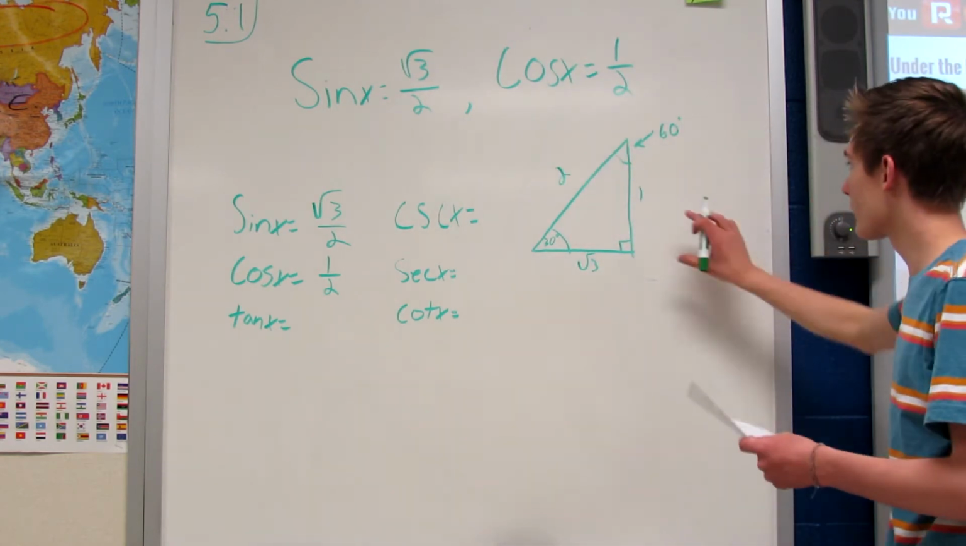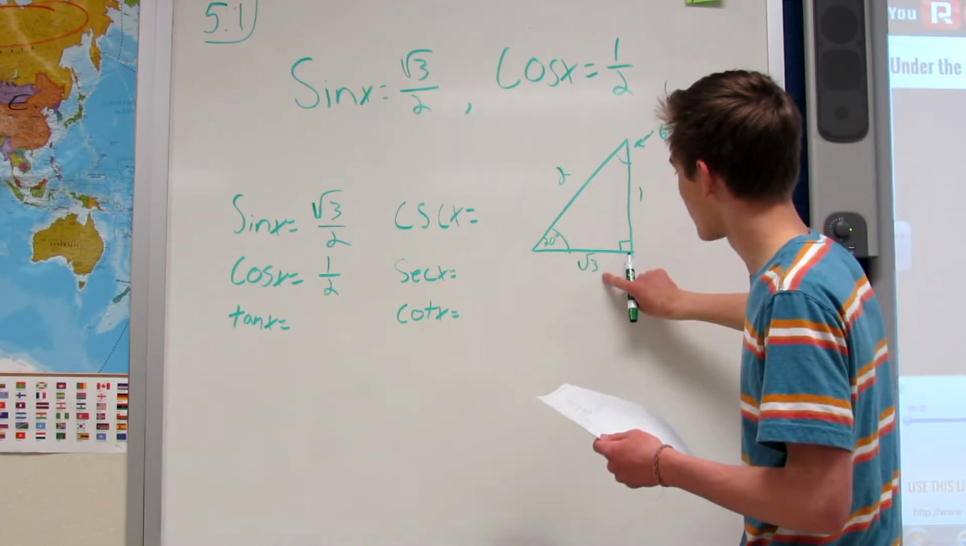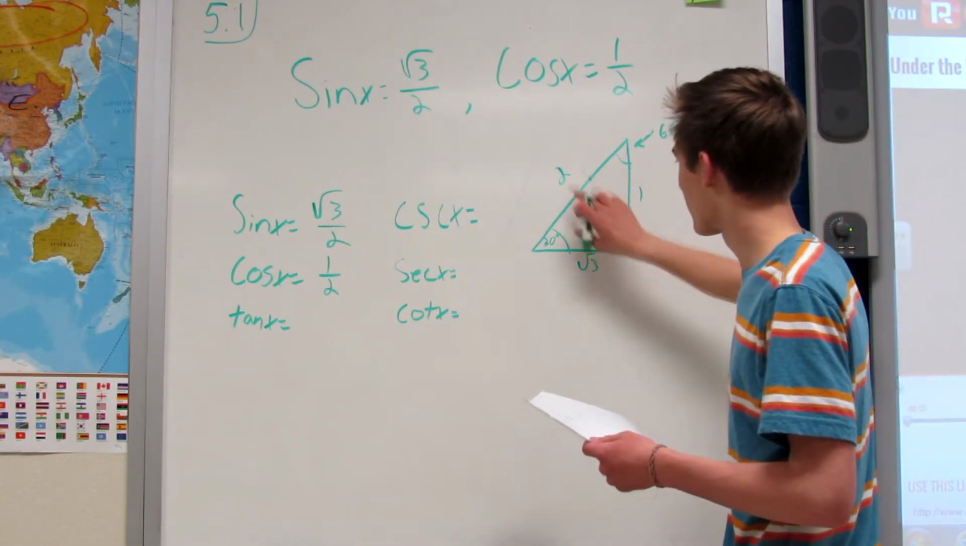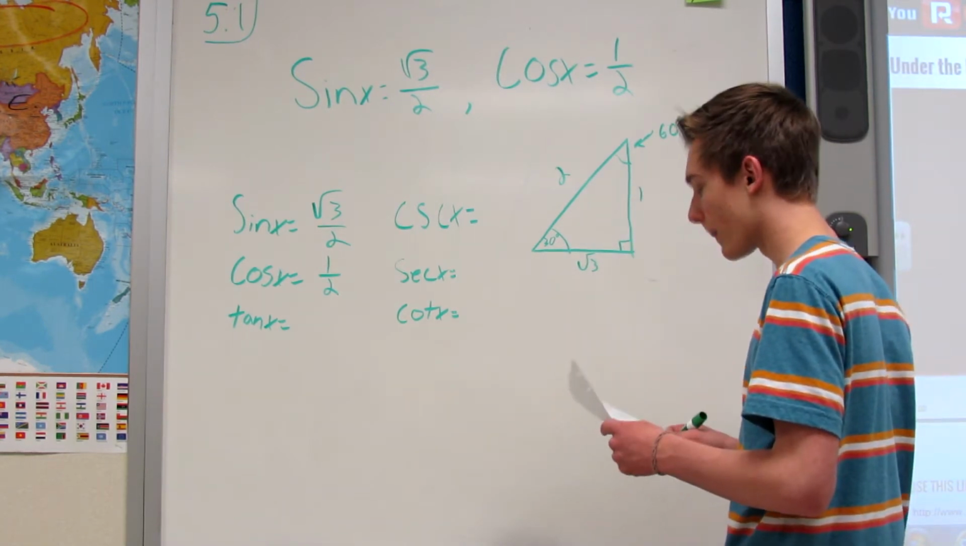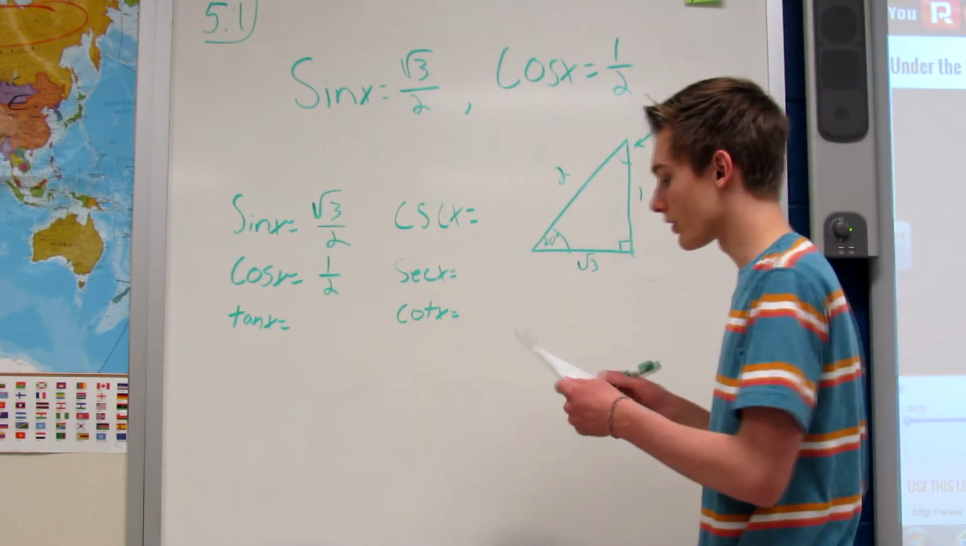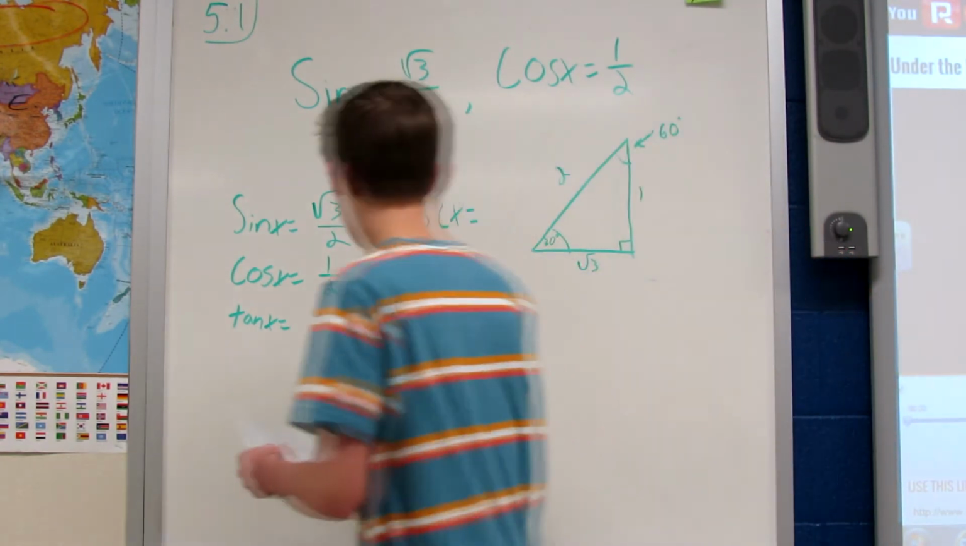Okay, so you see the triangle here, and you can see using 60, the sine is opposite over hypotenuse. So root 3 over 2, and then cosine is 1 over 2. So we're going to also fill in tangent here, which is opposite over adjacent. So the opposite over the adjacent is square root of 3.